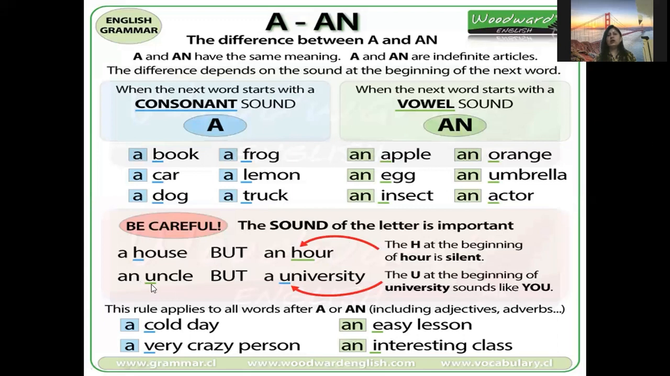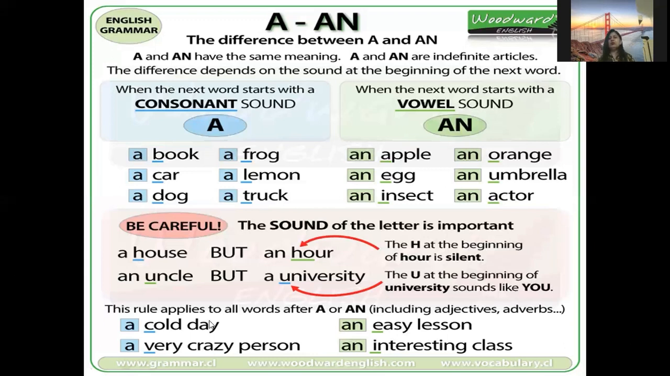Same goes for the next one, uncle and university. Both of these words start with U, the vowel U. But in the word uncle, the sound is also a vowel sound. Uncle starts with a vowel sound. So we will use an before it and we will say an uncle. But when we talk about the word university, it starts with the sound y. It's not "uniVersity," it's "yuniversity." So the sound is y, which is not a vowel sound. So that's why we will use the article a before it.